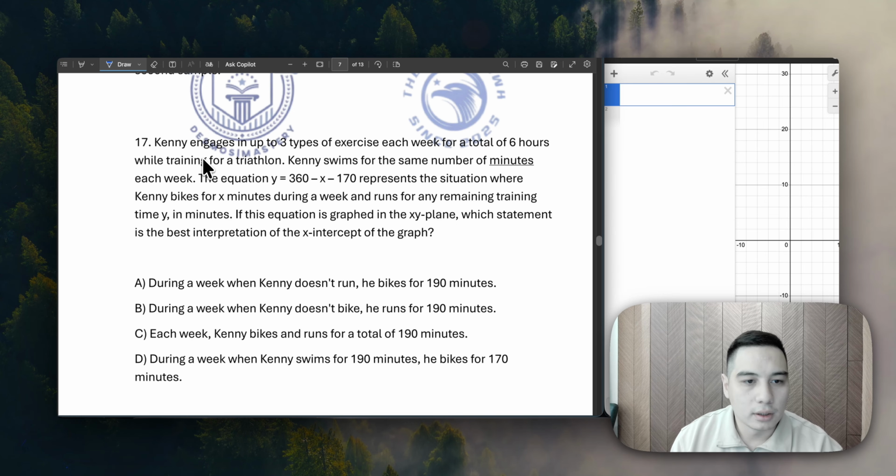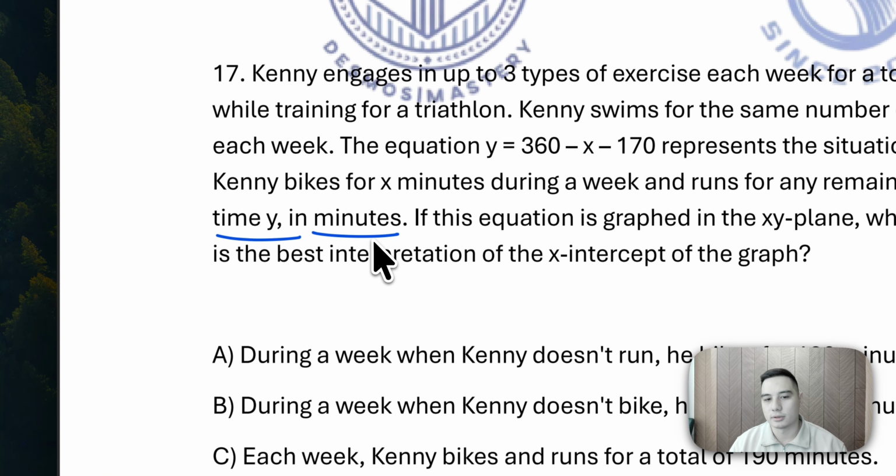Next one. Kenny engages in up to 3 types of exercise each week for a total of 6 hours while training for a triathlon. Oh my, not bad. That's just my default week, 6 hours of training in triathlon. Kenny swims for the same number of minutes each week. The equation y = 360 minus x minus 170 represents the situation where Kenny bikes for x minutes during the week and runs for any remaining training time y in minutes.